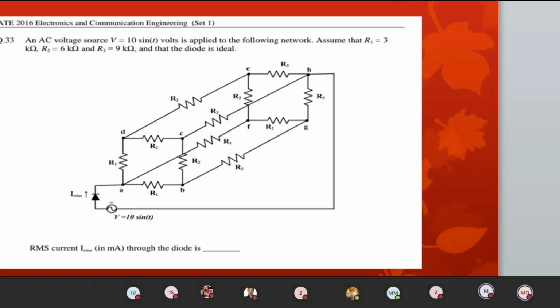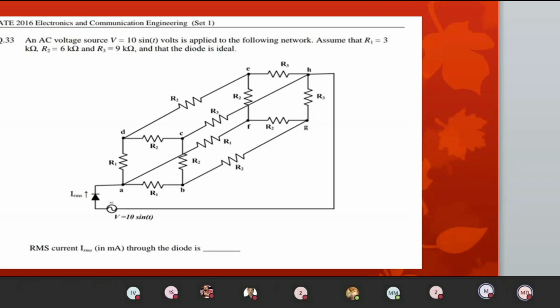Okay, now let us solve another interesting problem. An AC voltage source V equal to 10 sin t is applied to the network. Assume R1 is 3 kilo ohm, R2 is 6 kilo ohm, R3 is 9 kilo ohm, and the diode is ideal. The RMS current through the diode is what?